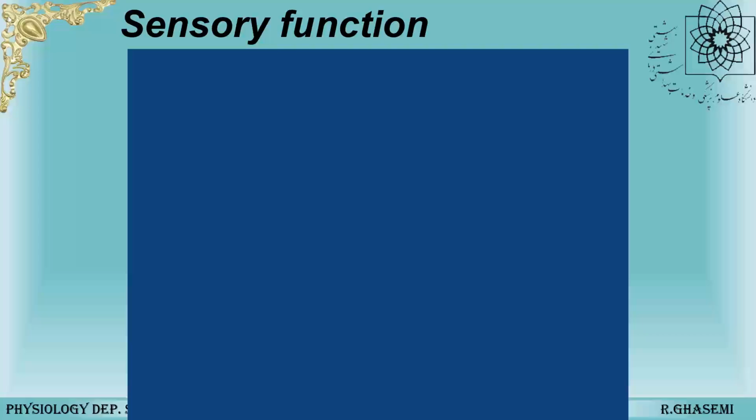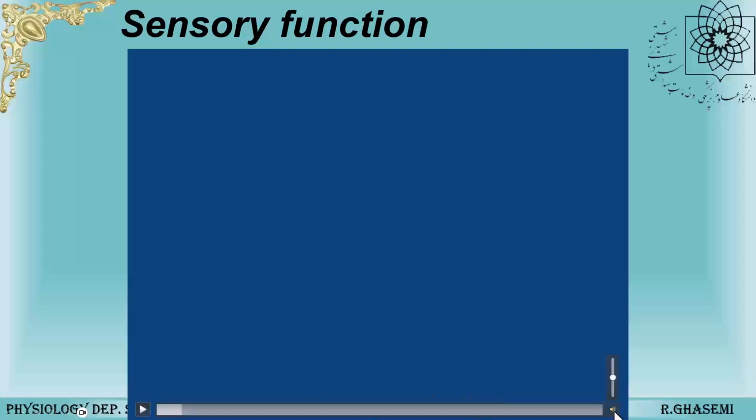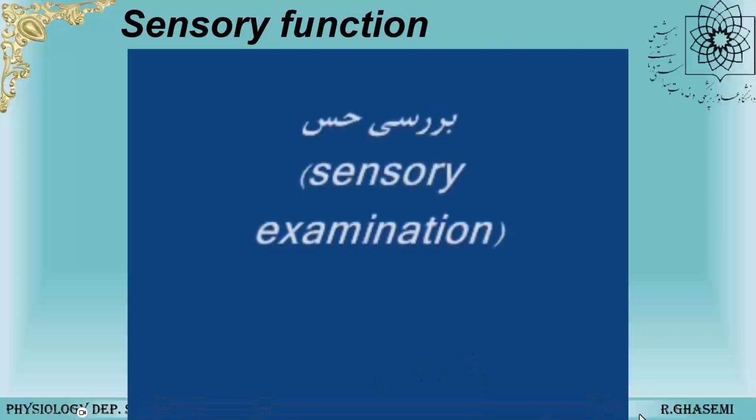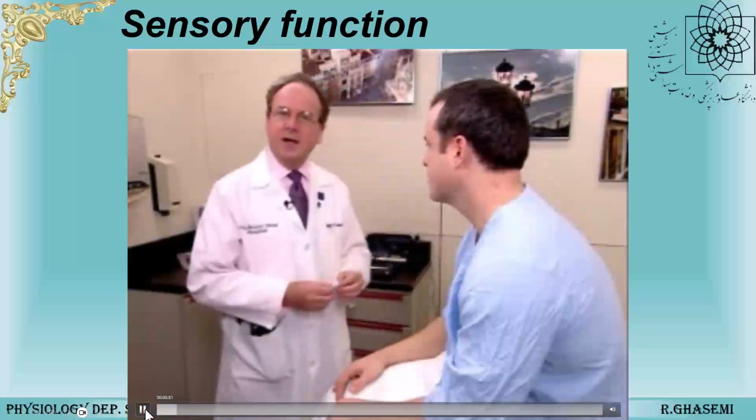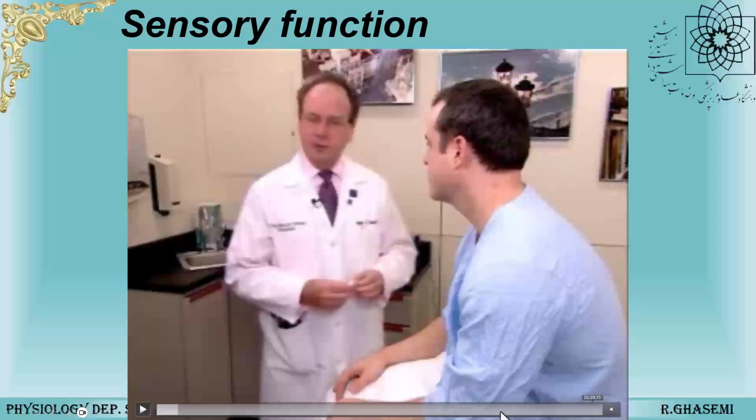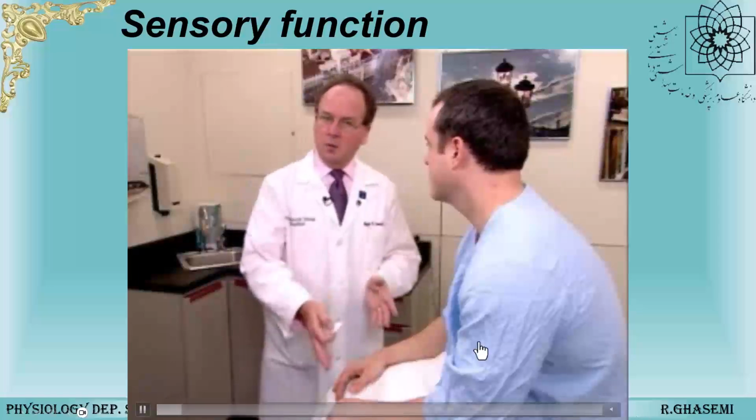As I mentioned earlier, this evaluation of sensory function should be done in the trunk and in other parts of the body. Therefore, we say we have to evaluate the somatic sensory function. How do we evaluate the sensory function in the body? As you can see here, we evaluate the sensory function in different parts of the body using some maneuvers.